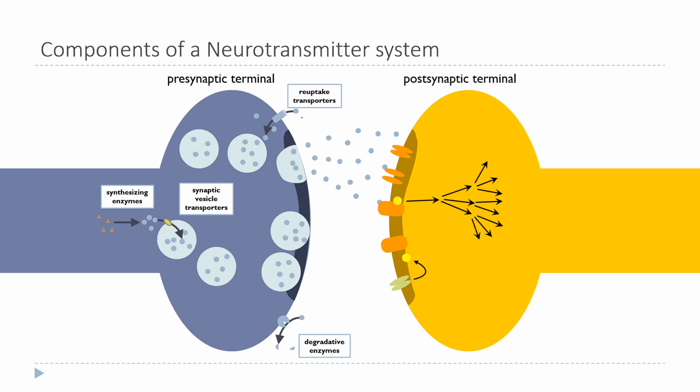So that includes the reuptake transporters. These are the proteins in the membrane of the presynaptic terminal itself that take the neurotransmitter out of the synaptic cleft and move it into the cytosol. Now, synaptic vesicle transporters and reuptake transporters have very similar properties. They both move the neurotransmitter across the membrane, but the vesicular transporters move them out of the cytosol and into the synaptic vesicle, and the reuptake transporters move them out of the extracellular fluid into the cytosol. So in a way, they actually are backwards.